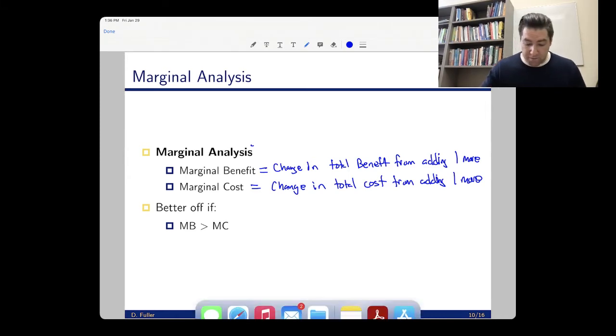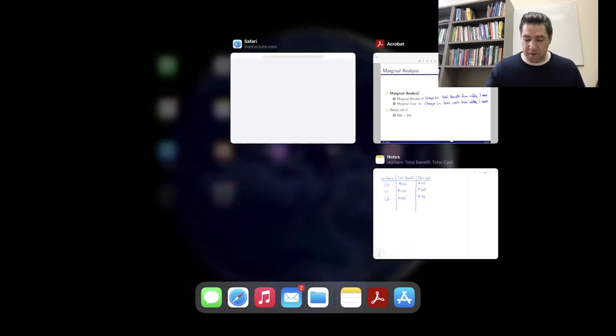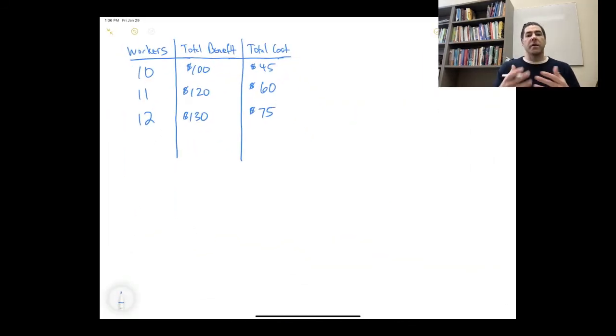So let's go through an example. We'll have a few examples of this to get the hang of it. Here I've constructed a simple example where, let's say we own a pizzeria and we sell pizzas. That's where we get our total benefit from, the revenue we make selling pizza. We have to hire workers to make the pizza, and that brings us some cost. So I've said, okay, how many workers do I want to hire? 10, 11, or 12. And we've got the total benefit from each of the options and the total cost.